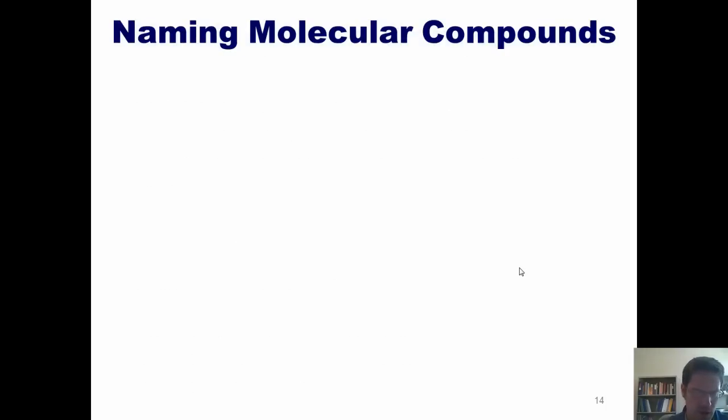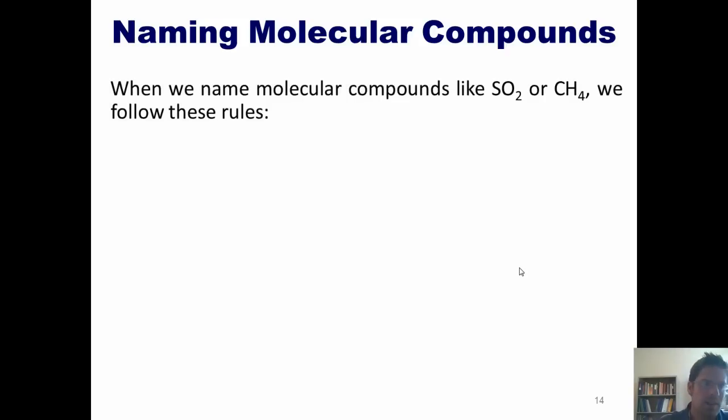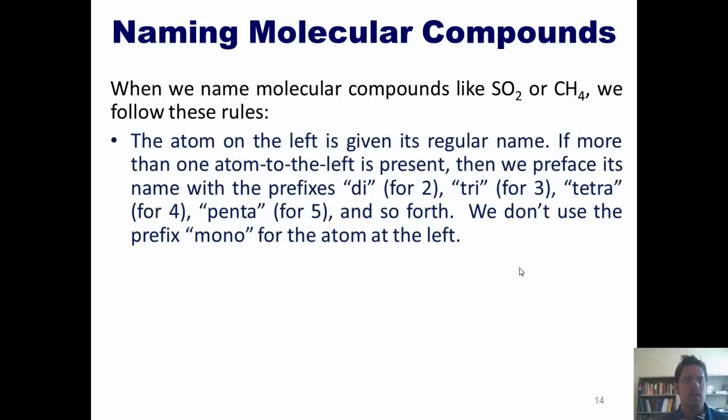Now we've talked thus far about how to name ionic compounds, which are compounds that contain ionic bonds. But how do we name molecular compounds? That is, compounds that contain all covalent bonds. Well, when we name molecular compounds, like SO2 or CH4, for example, we follow these rules. The atom on the left is given its regular name. Now, if more than one atom to the left is present, then we preface its name with the prefixes di for 2, tri for 3, tetra for 4, penta for 5, hexa for 6, and so forth.